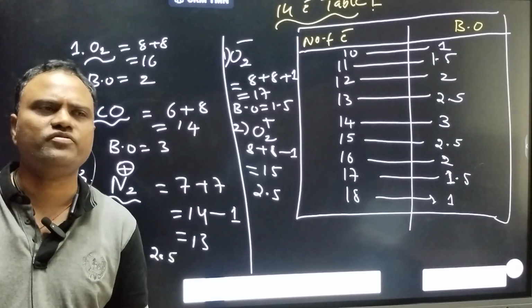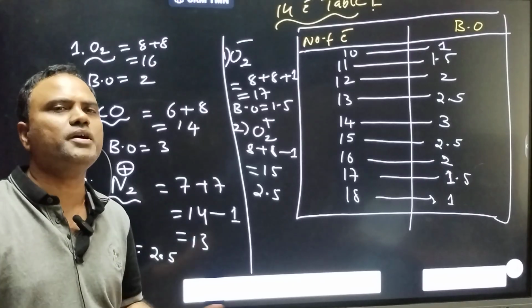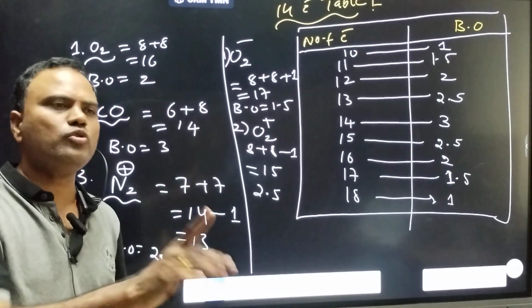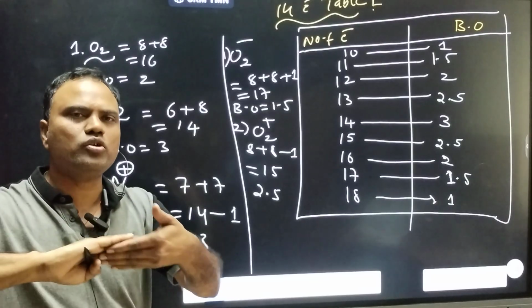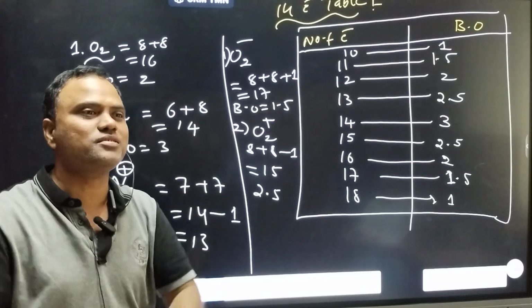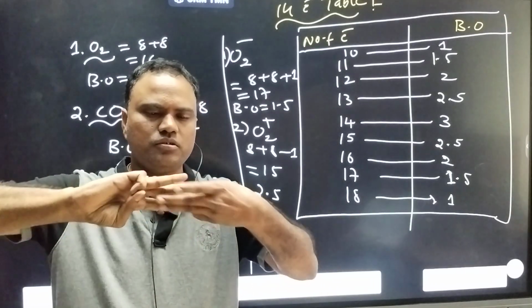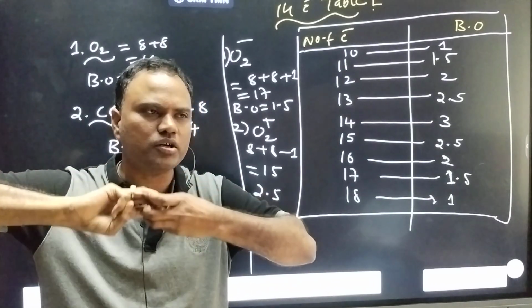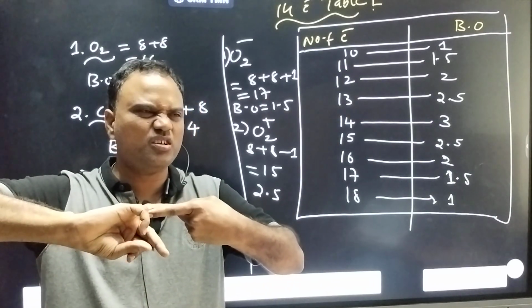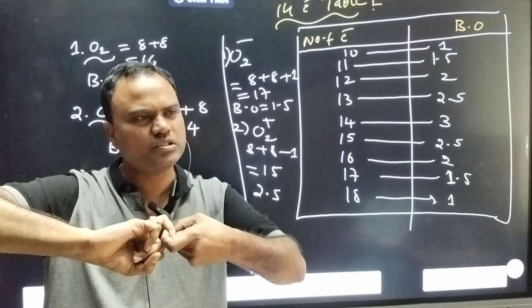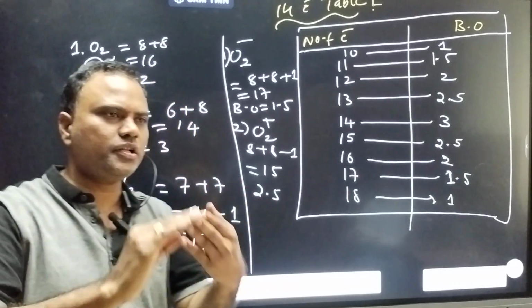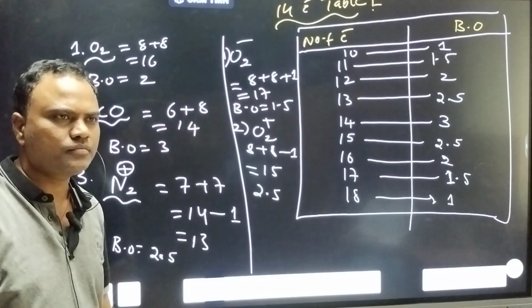What are the applications of bond order? If we know bond order, what parameters can we compare? If you know bond order, you can predict bond length and bond strength. If bond order is more, bond strength is more. See, 3 bonds, bond order is more, bond strength is more. If only 1 bond is there, bond order is less, strength is less. Bond order, bond length, bond strength.